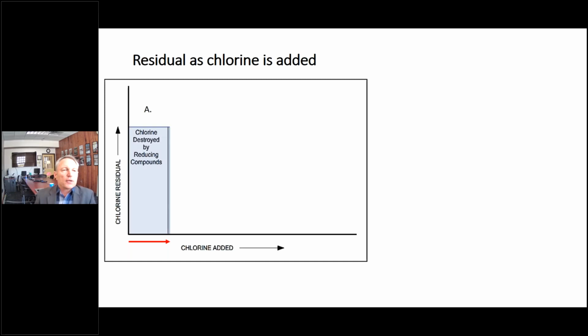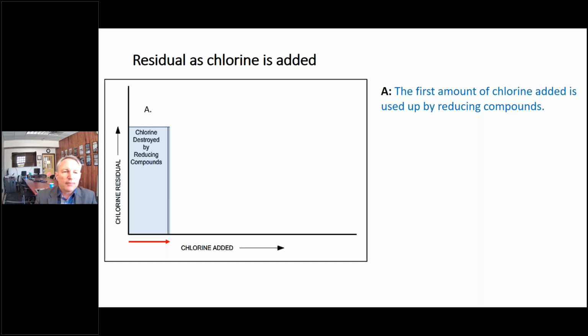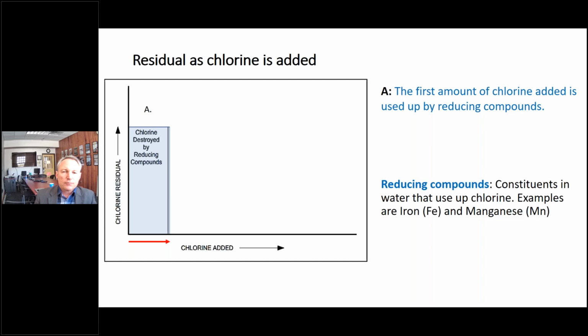Segment A, as chlorine is initially added, the first little bits of chlorine that are added, no chlorine residual is measured. Well, why is that? Because the chlorine is used up by reducing compounds. So what are reducing compounds? They're compounds that chlorine reacts with, for example, iron and manganese. Chlorine oxidizes iron and manganese, and it's used up, and it does not contribute to total residual.